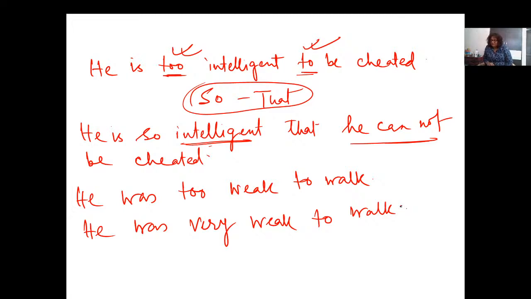He is very intelligent. If you write, he is very intelligent to be cheated, that means वो इतना intelligent है जो सब लोगों को cheat कर लेता है. समझ में आ गया?